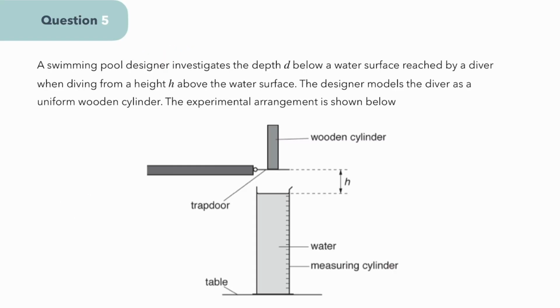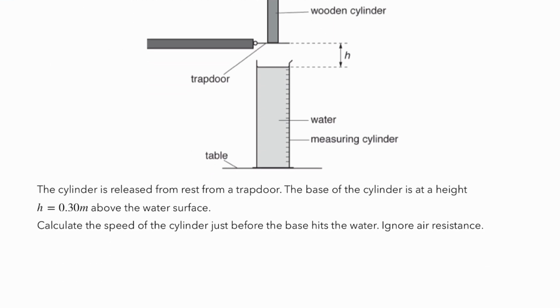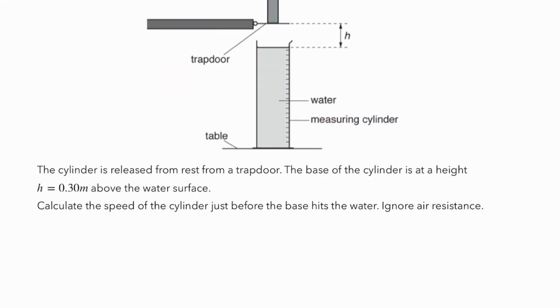Question 5. A swimming pool designer investigates the depth D below a water surface reached by a diver when diving from a height h above a water surface. The designer models the diver as a uniform wooden cylinder. The experiment arrangement is shown below. The cylinder is released from rest from a trapdoor. The base of the cylinder is at a height of h equals 0.3 metres above the water surface. Calculate the speed of the cylinder just before the base hits the water.